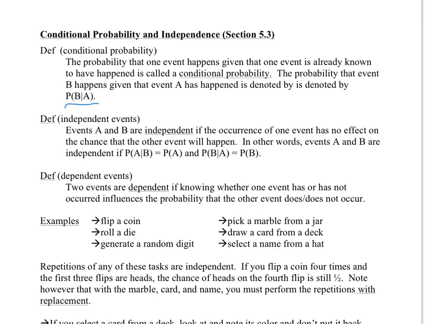This leads us to the definition of independent events. Events A and B are independent if the occurrence of one has no effect on the chance that the other will happen. So in terms of conditional probability, the probability of A given B will equal the probability of A, because the fact that B has happened makes no difference if the events are independent. Likewise, in symbolic form, the probability of B given A will be equal to the probability of B. This particular definition and these symbols will be used in future problems as what I'm going to call a test for independence.